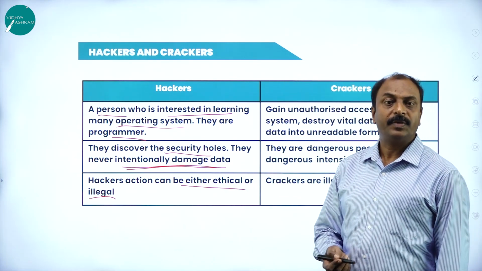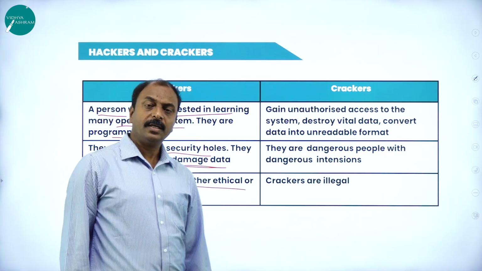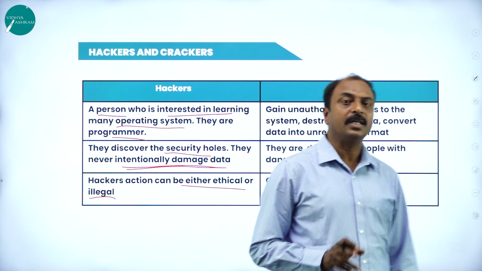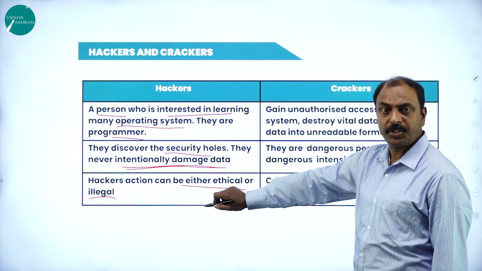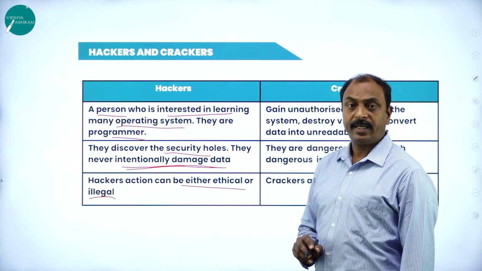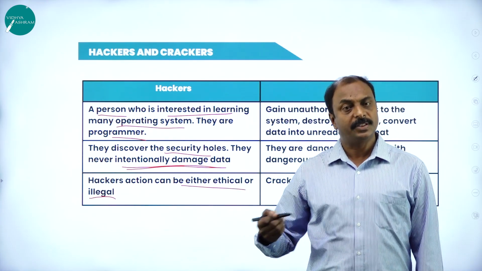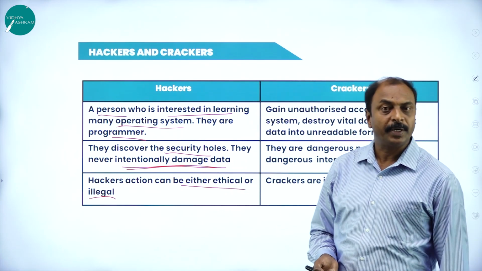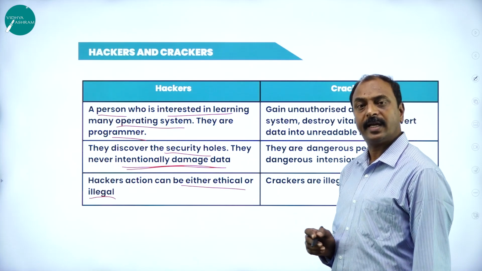Some hackers are called ethical, and some illegal. What is the meaning of ethical here? They get into your network with permission from the concerned authority. If they get into your system with permission, they are called legal, ethical hackers. Illegal hackers get into your system without any prior permission from the concerned department or person.